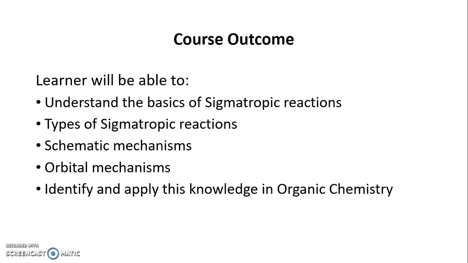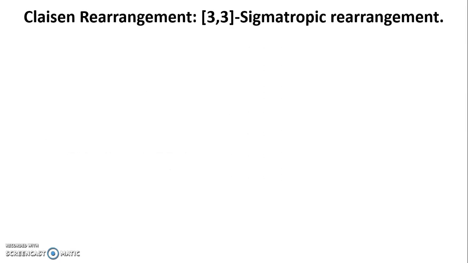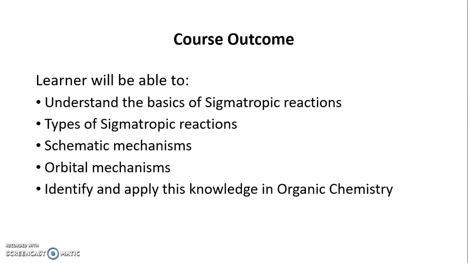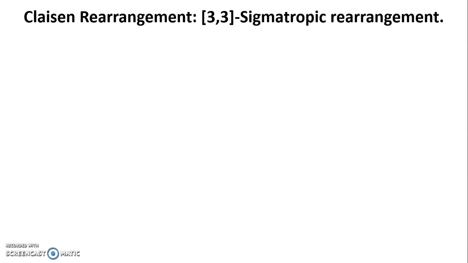The course outcomes: the learner will be able to understand the basics of sigmatropic reactions, the types, the schematic mechanisms, orbital mechanisms, and can identify and apply this knowledge in organic chemistry. So let's see Claisen rearrangement, a 3,3 sigmatropic rearrangement.